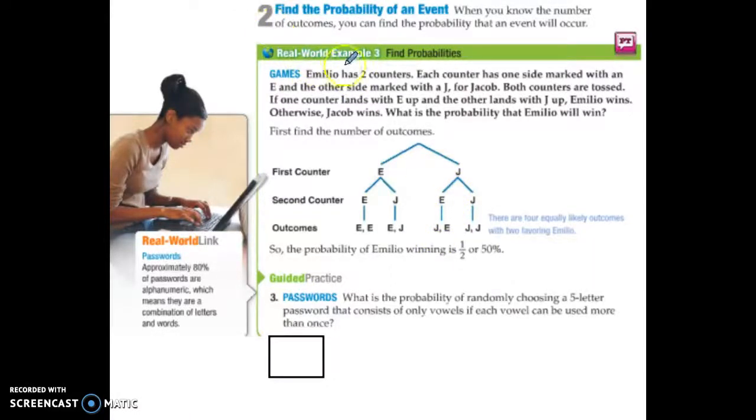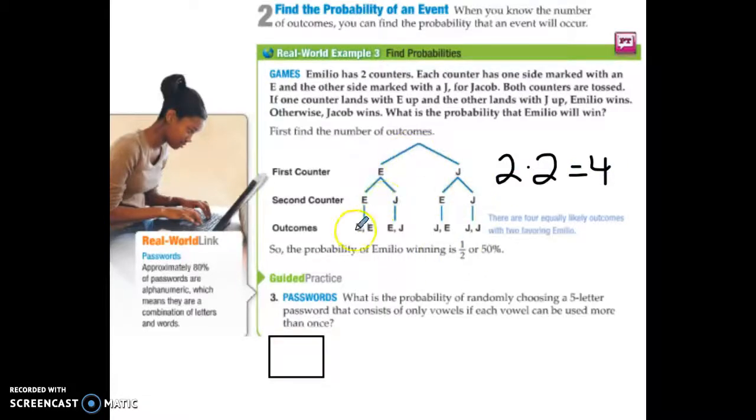But you have 2 counters that you're going to throw in the air. One has an E on it, the other one has a J. Okay? If you throw both of them in the air and they land one E and one J, then Emilio wins. Otherwise, Jacob wins. So Jacob wins if they're the same letter, E and E or J and J. So what's the probability that Emilio wins? Well, they drew it out for us here. But again, you're doing 2 counters with 2 possibilities. 2 times 2 is 4 possible outcomes.